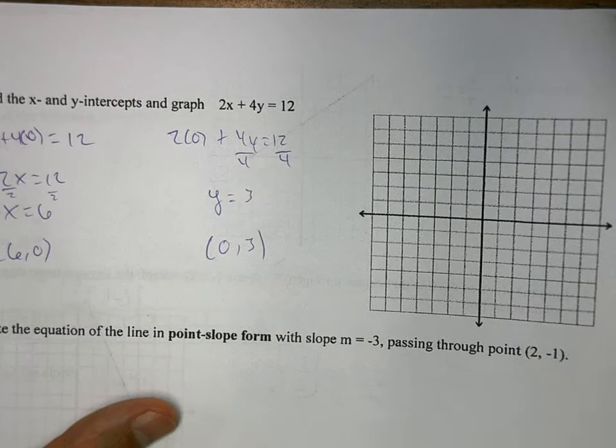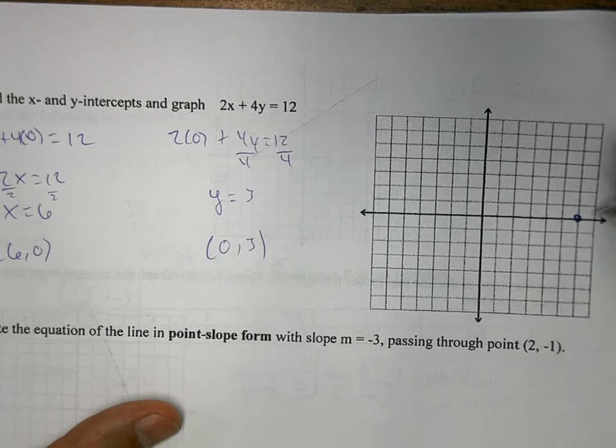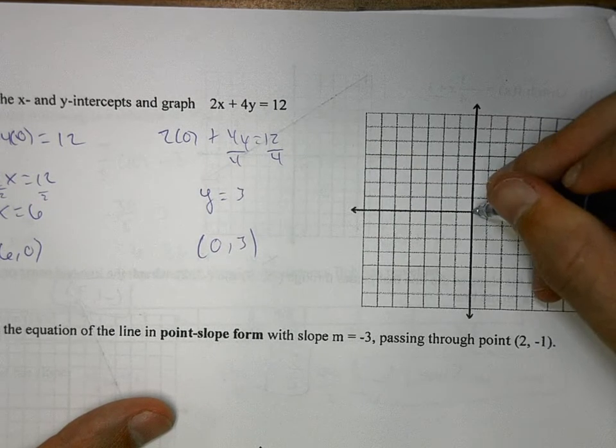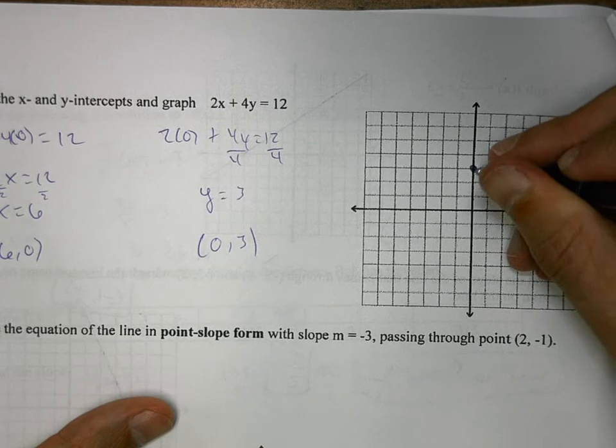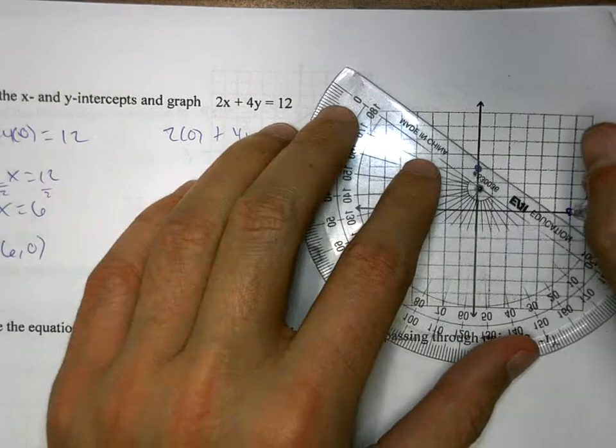So 6, 0, 1, 2, 3, 4, 5, 6. You put a dot at 6, 0. Then 0, 3. 0, 1, 2, 3. And connect those 2 points with a straight line.